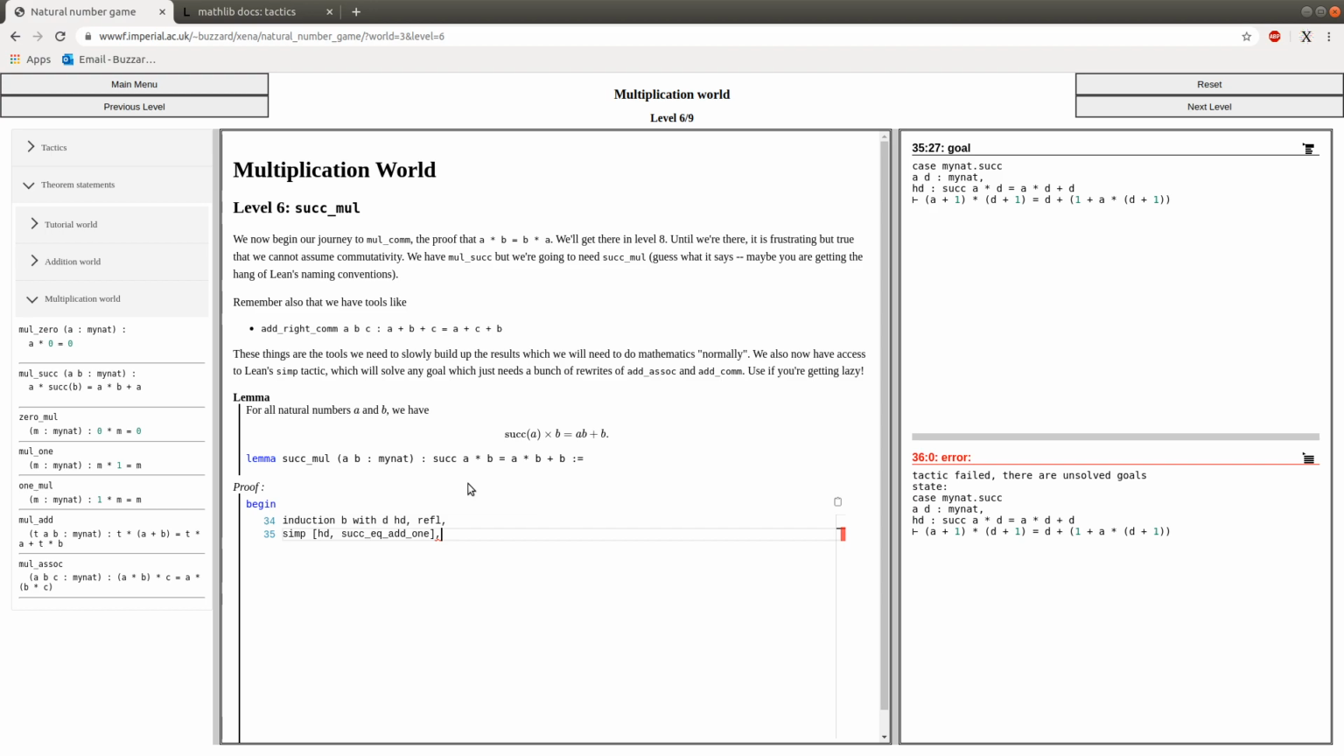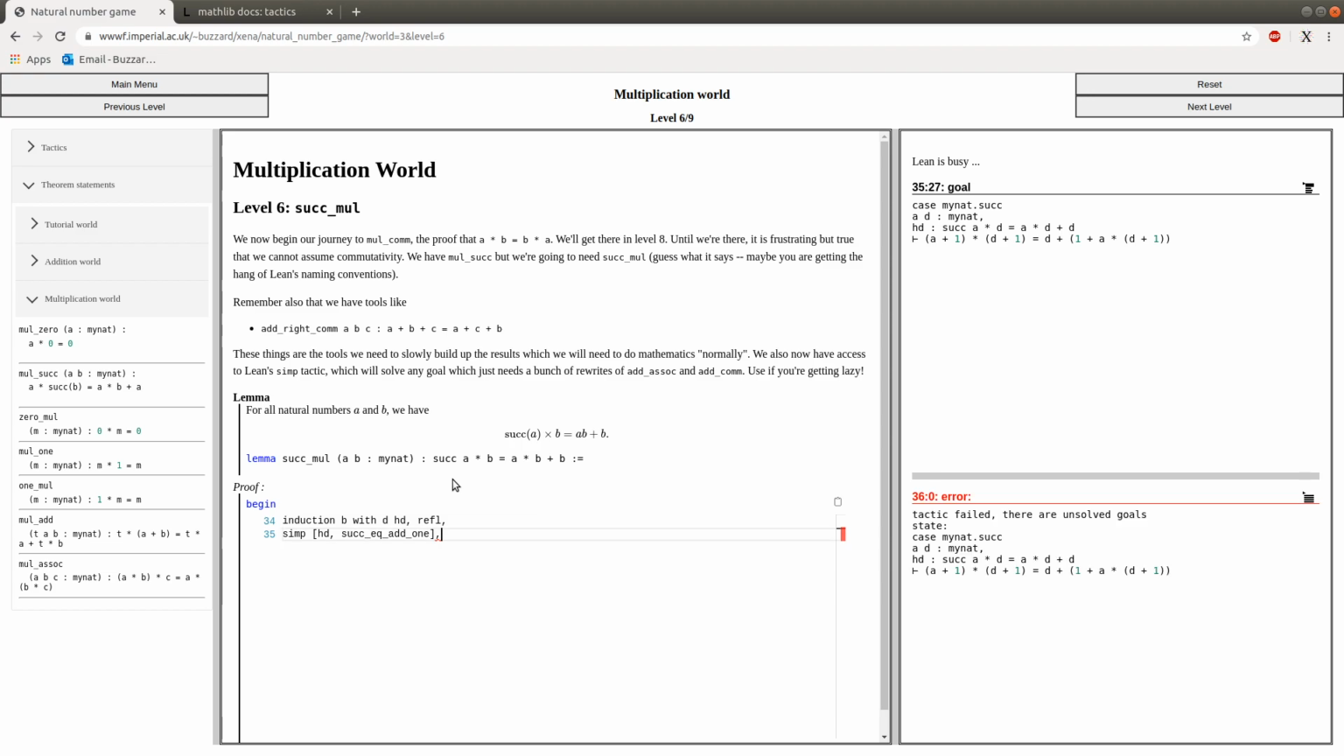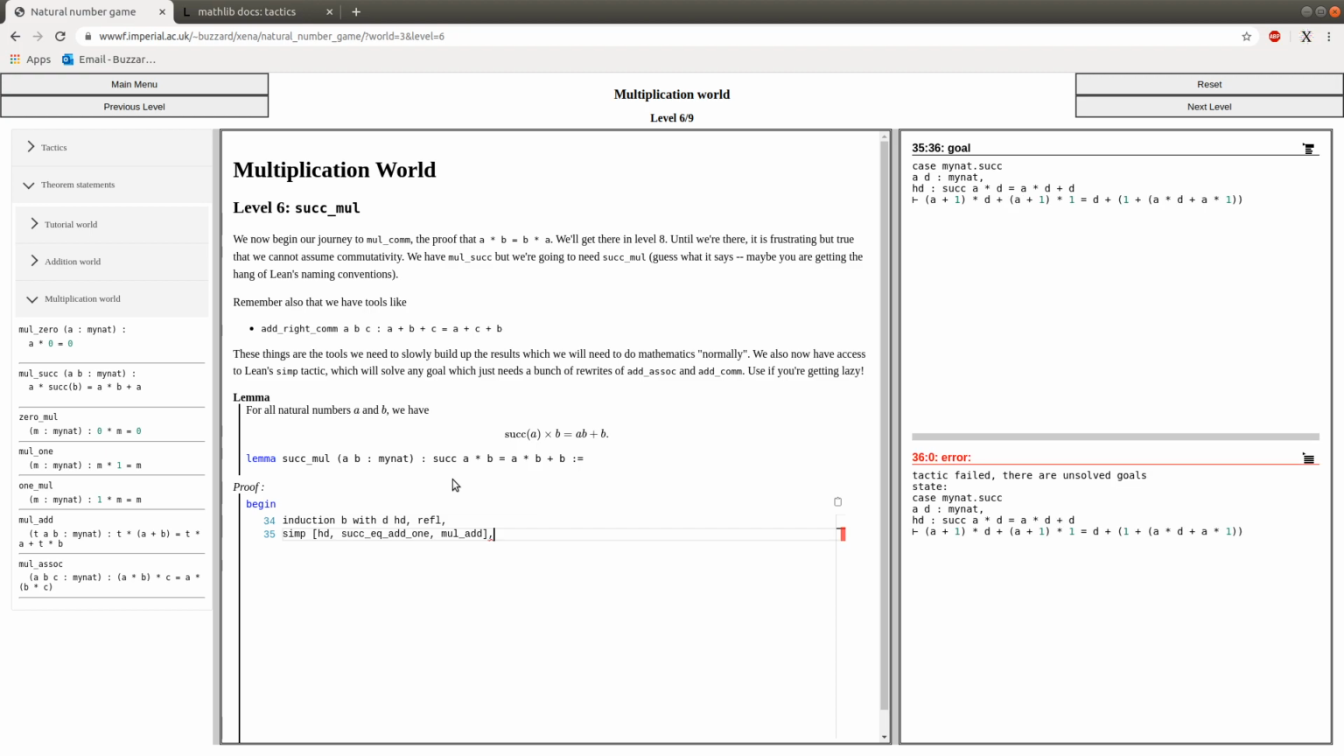So who knows? I mean, this is going quite badly, actually. I'm not entirely sure I'm going to be able to do this one. But the point is, I need to use mul add. Now, how am I doing? Is this even close to being true? Do I have... I don't have add mul. This is going really badly.